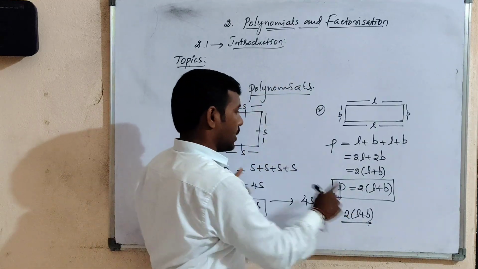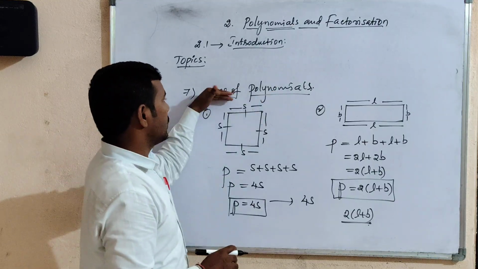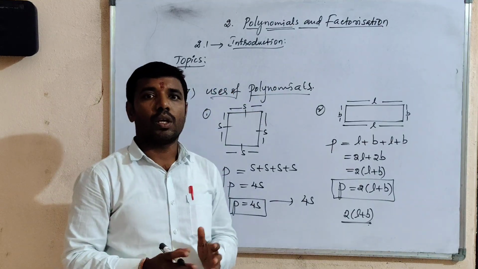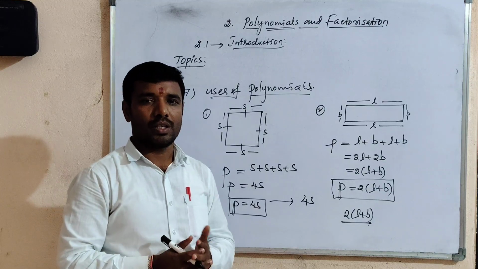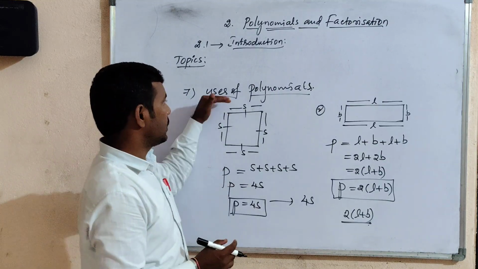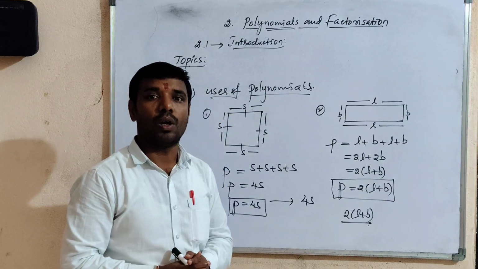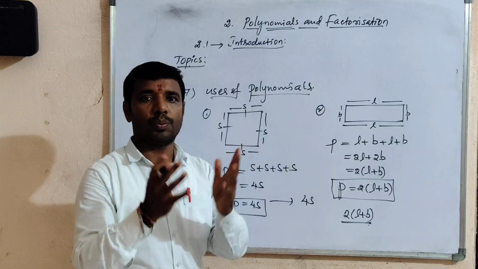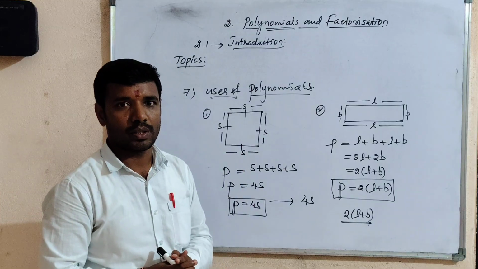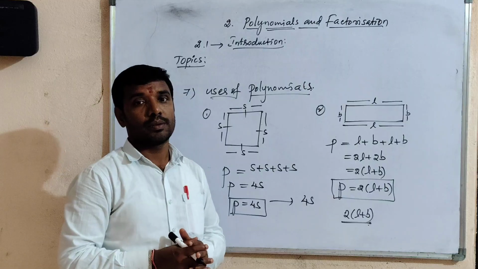Through these two examples, you conclude that the main use of polynomials is that we can make formulas. Excellent, nice point. Tell me, what are the uses of polynomials? With the help of polynomials, we can make formulas. You know the importance of formulas in mathematics. To make formulas, we can use polynomials.